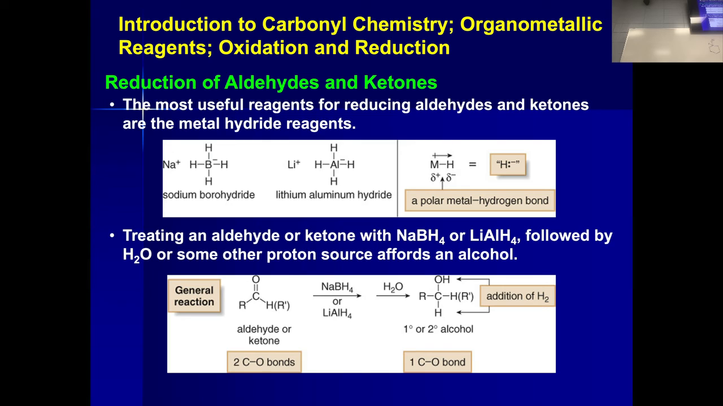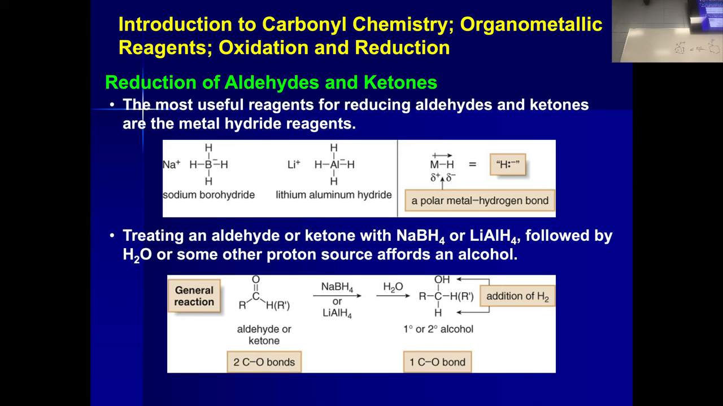So yeah, it attacks the carbon. And then in the last step, we add water, usually a little bit of acid, and the O minus picks up a proton from water. And so we've just added H2 across the carbon-oxygen double bond without using hydrogen gas.